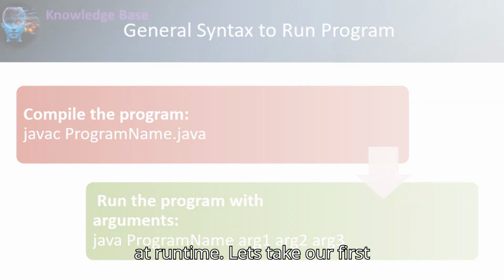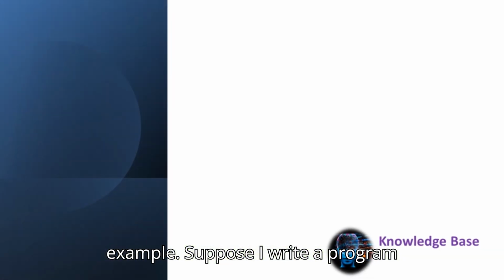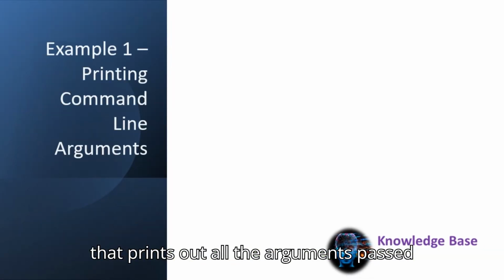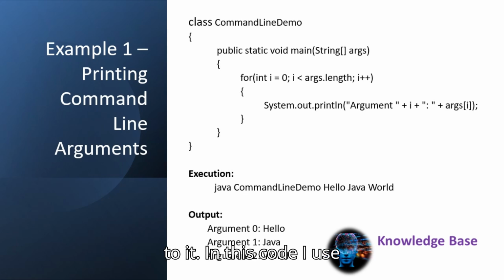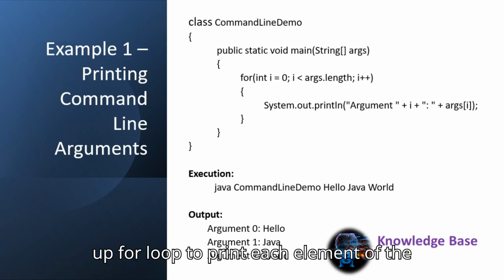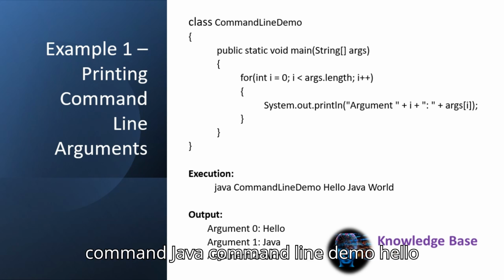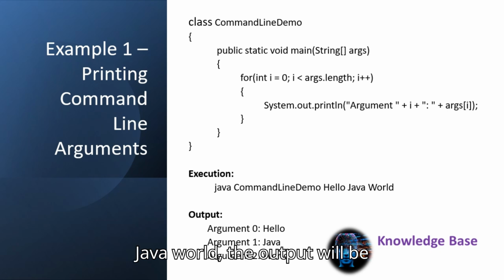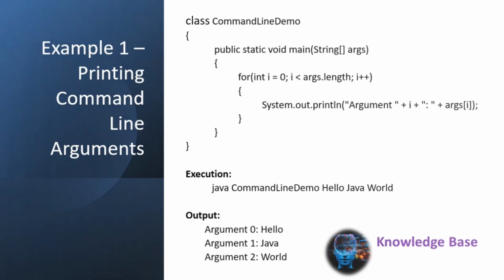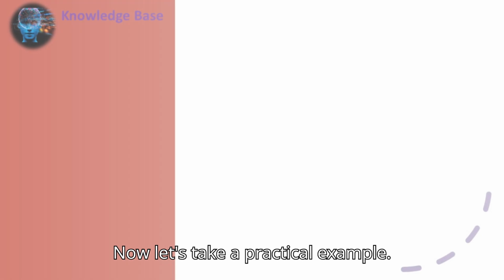Let's take our first example. Suppose I write a program that prints out all the arguments passed to it. In this code, I use a for loop to print each element of the args array. If I run this with the command java CommandLineDemo hello java world, the output will be argument 0: hello, argument 1: java, argument 2: world. Pretty cool, right?